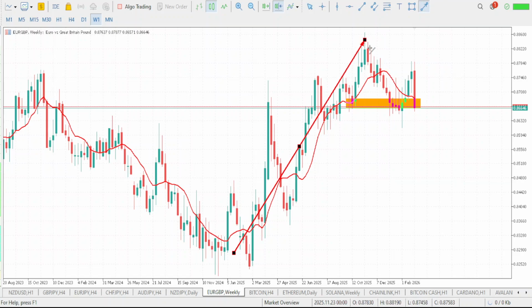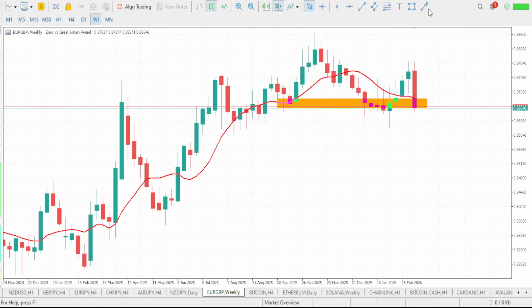So, the previous trend on our Euro GBP was an uptrend move. Now, this is our current trend, which is our recent trend. It is on a downtrend. So on our current trend, we are in a downtrend move, but in our previous trend, we were in an uptrend move.